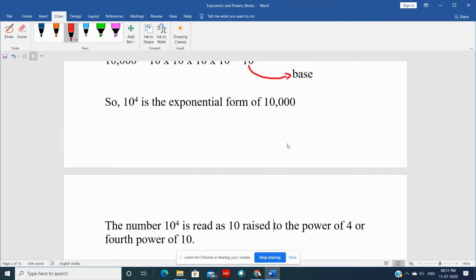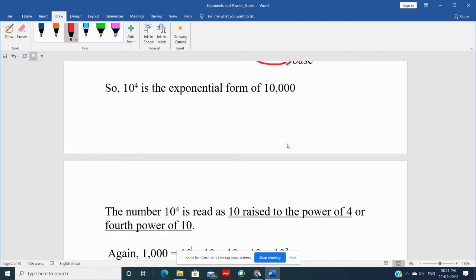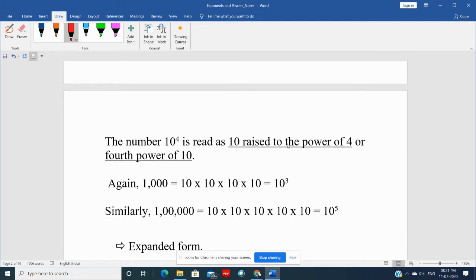Now this number is read as 10 raised to the power of 4. 10 raised, but how much? To the power of 4. Means the power of 10 is 4 times, right? That's how. Or you can also read it like 4th power of 10. Okay. Similarly, there are these numbers 1000, 1 lakh.